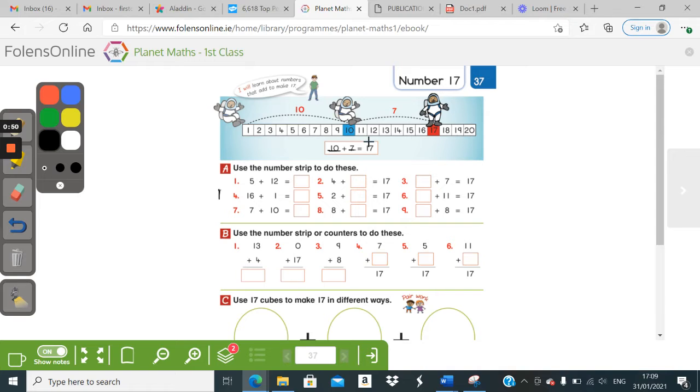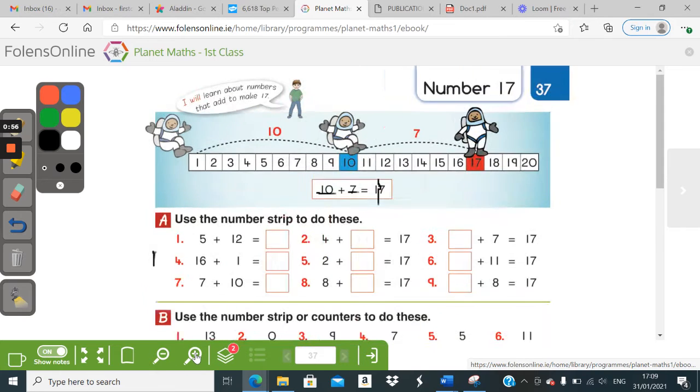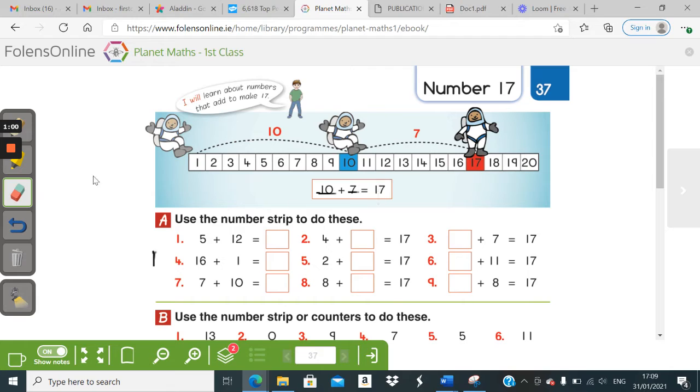Yesterday, I had said that one way to find out that 10 and 7 equals 17 is to split the number 17 up into your tens and your units. So 17 is a 2-digit number. The first digit on the left-hand side, the 1, represents tens, and on the right-hand side, 7 represents units. 1 ten is 10, 7 units is 7, so 10 plus 7.